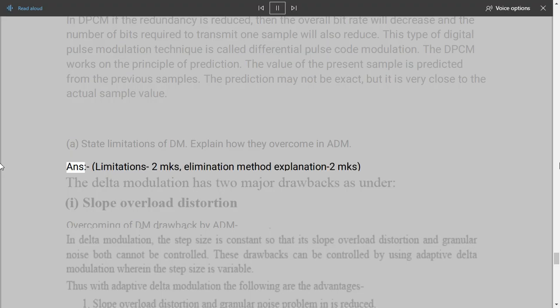Answer: limitations 2 marks, elimination method explanation 2 marks. Overcoming of DM drawback by ADM.